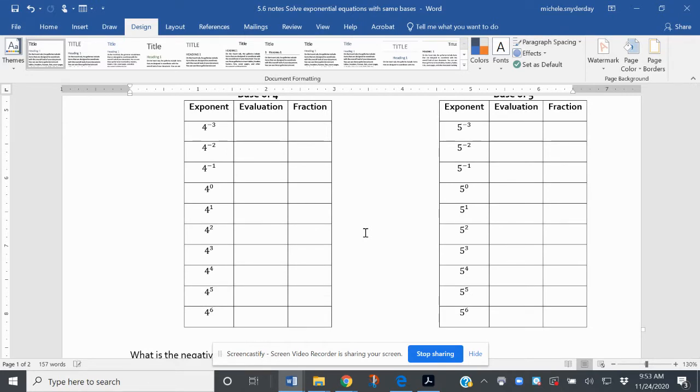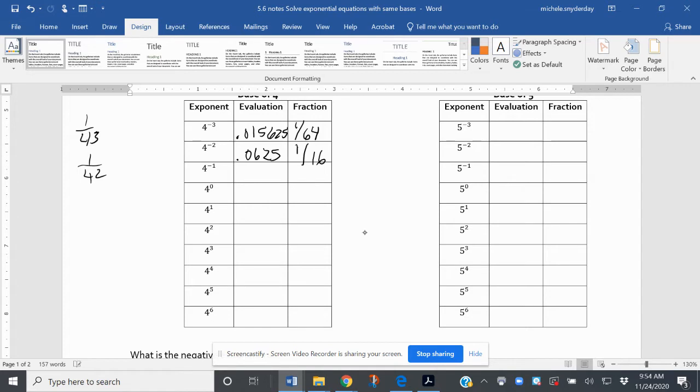Then we're looking at our 4 base to some sort of power. 4 to the negative third is 1 over 4 to the third, which gives you 1/64. If you divide 1 by 64, you get a crazy decimal of 0.015625. 4 to the negative 2 is 1 over 4 to the second, which is 1 over 16. And you get a decimal of 0.0625.